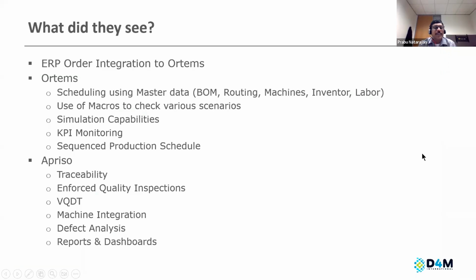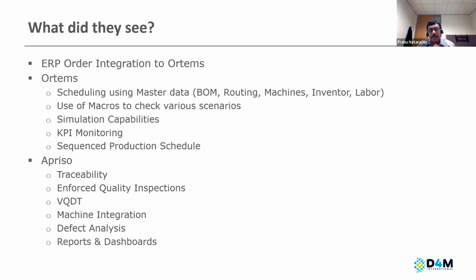Okay, so what did we see in this demo? Right. We saw the ERP orders integration to Ortems happening seamlessly. Within Ortems, we saw that Ortems was scheduling the orders based on various master data, the bill of material, routing, missions, inventory, labor. And we saw how the use of macros, that's the function keys, to check various scenarios without having to reconfigure screens every time we log in into this production scheduling system.